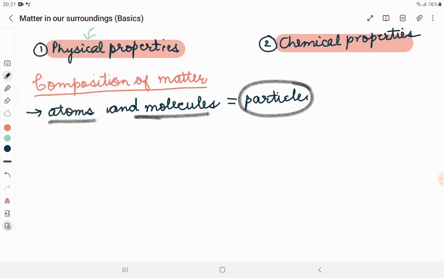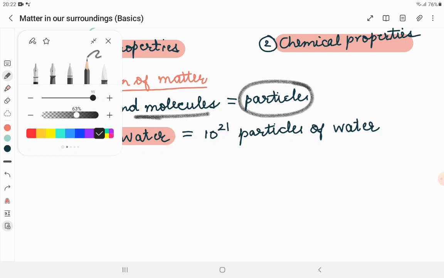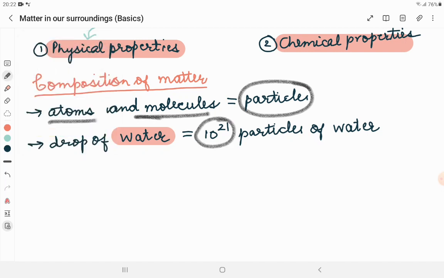When you talk about the particles, there is one example in your book also: just one drop of water. First, is water a matter? Anything that occupies space and has mass is matter. Water has space and water has mass, so we can say that it is also a matter. Now we should know that this drop of water contains 10 to the power 21 particles of water. Isn't it very amazing that one drop of water contains this many particles, which are present inside the water?